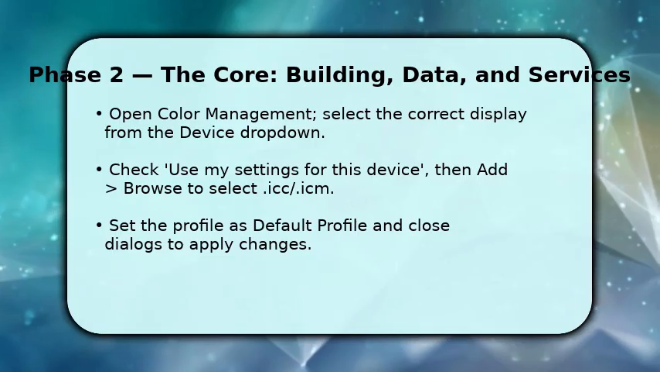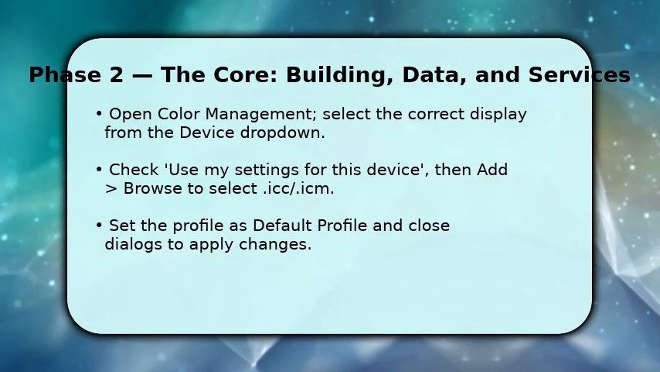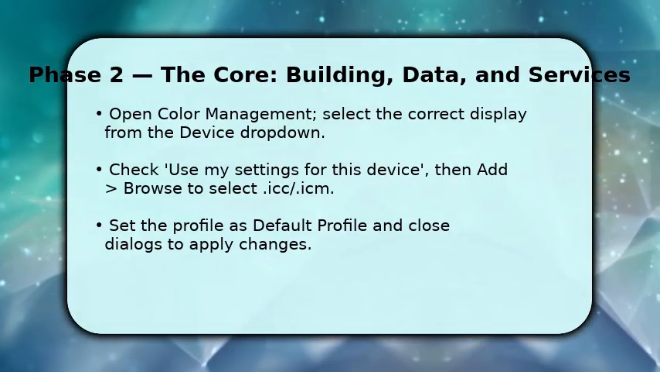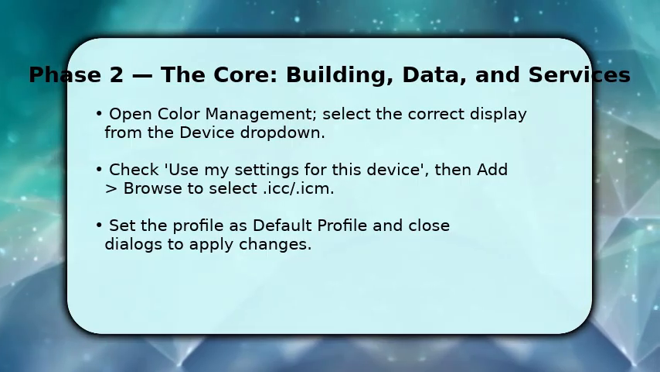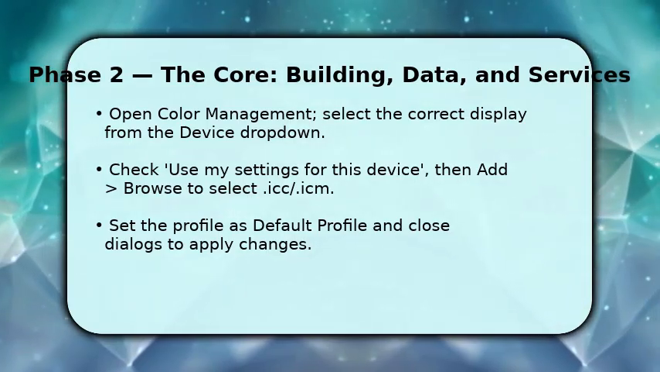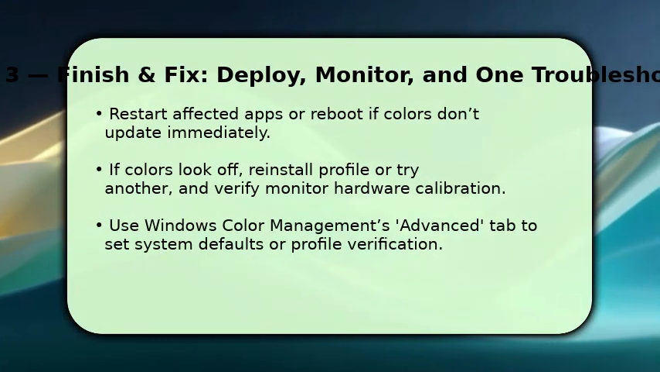Now set that profile as default profile so apps and Windows use it first. Make sure any color-managed application is restarted so it reads the new profile. And note that some desktop elements refresh immediately, while others require a reboot. To finish, restart apps that display color or reboot your PC so every program loads the new profile.